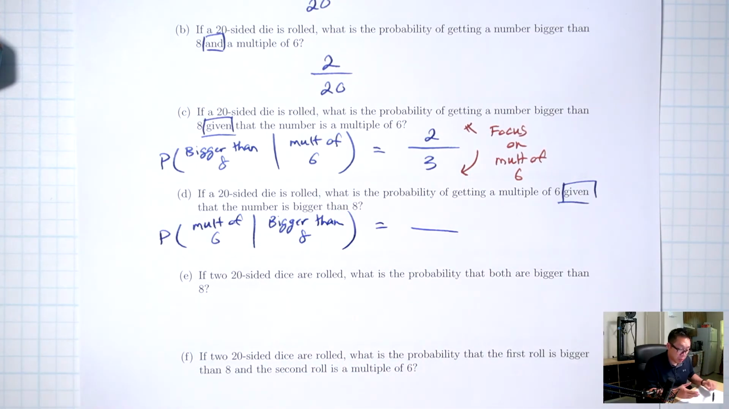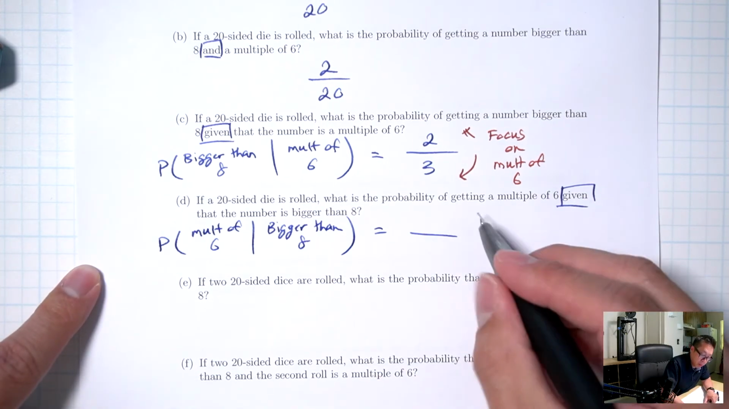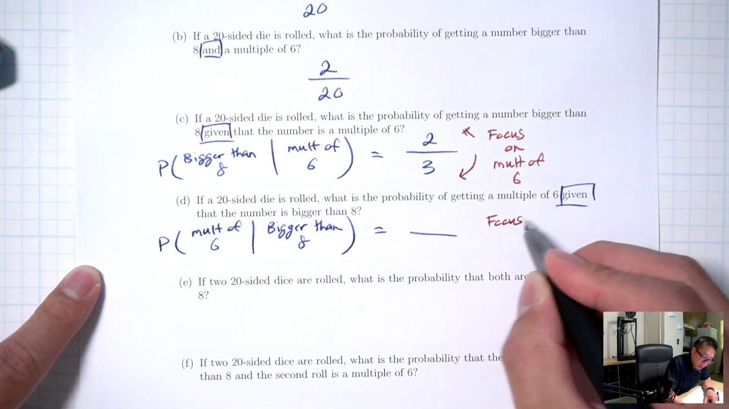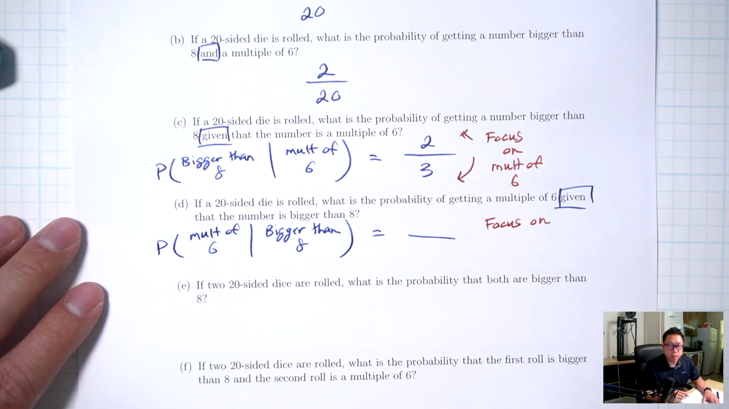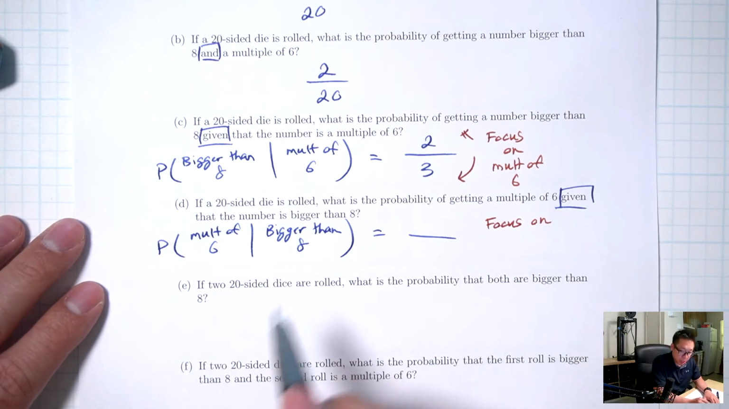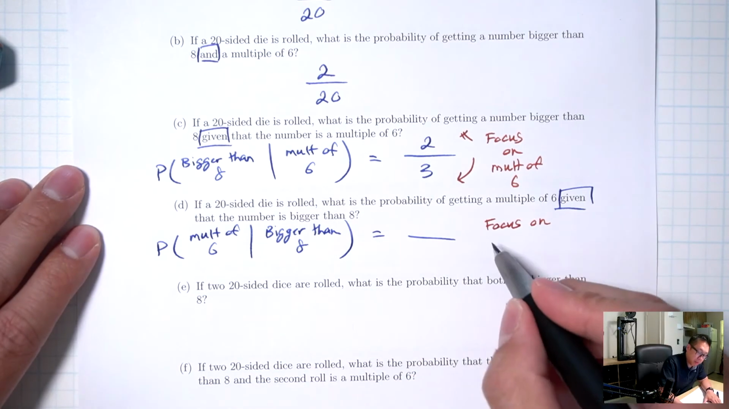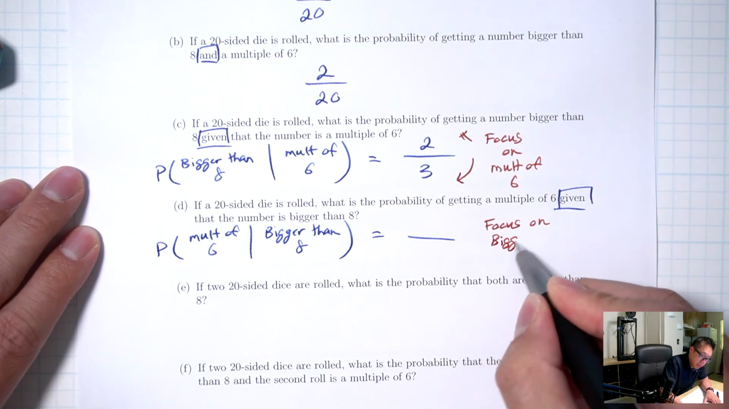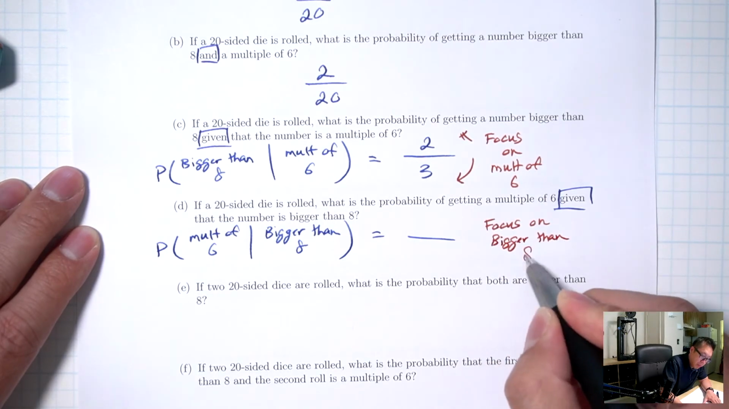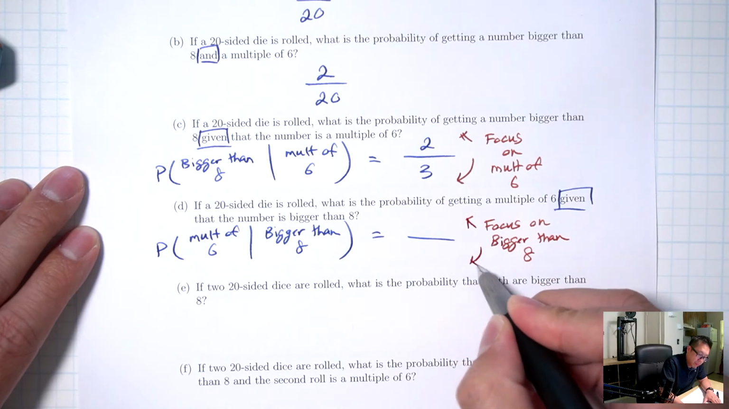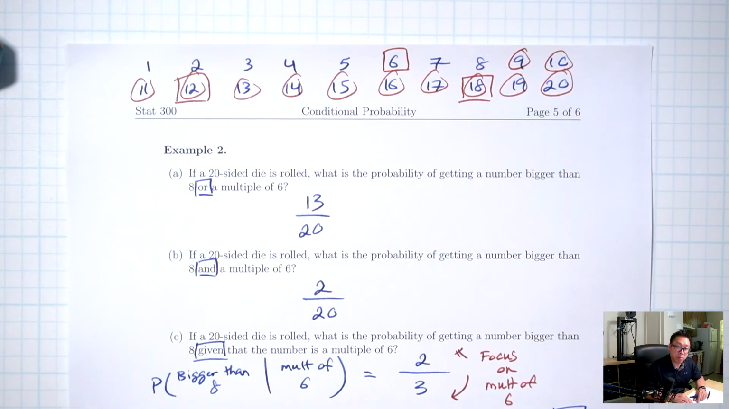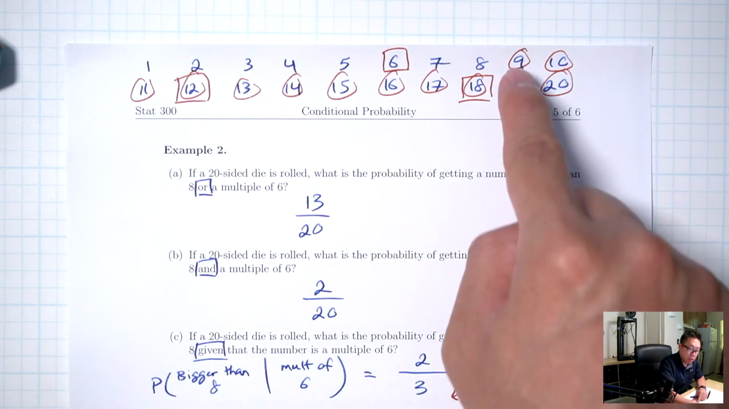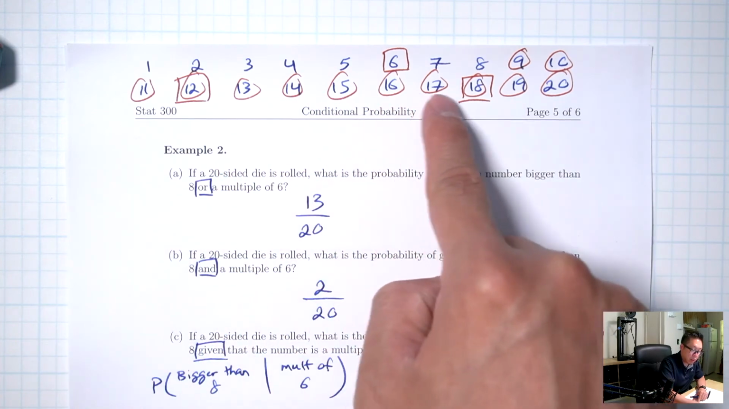Because it's conditional probability, I should be focusing on some numbers. What should I focus on? You should be focusing on the given part, which is the second part. The numbers bigger than 8, for the top and the bottom. Focusing just on the numbers bigger than 8, how many are there total? These are the circles. 1, 2, 3, 4, 5, 6, 7, 8, 9, 10, 11, 12. Okay, there's 12 total. That's my bottom number.